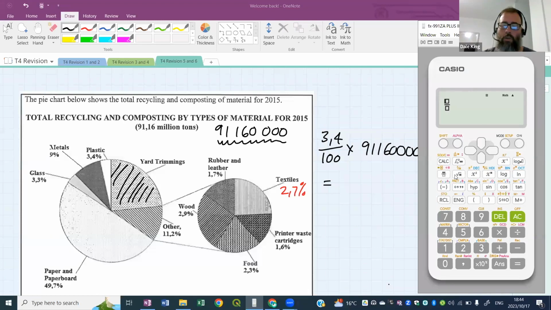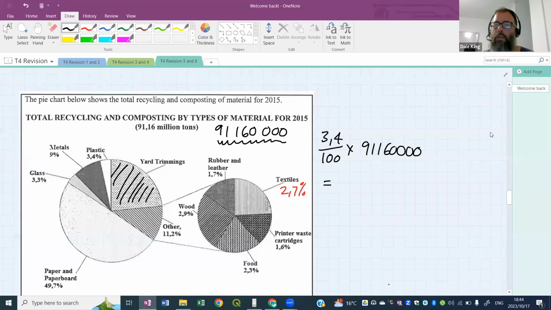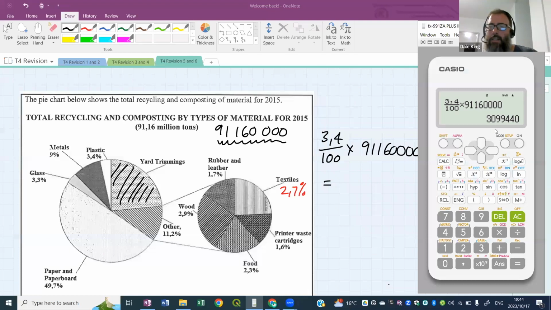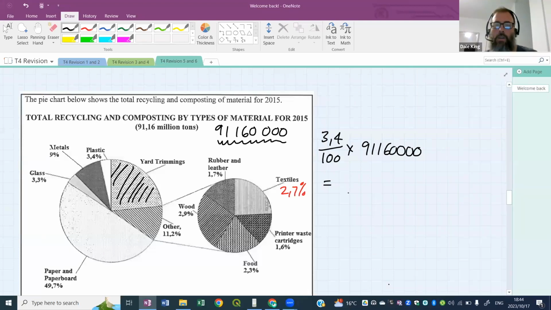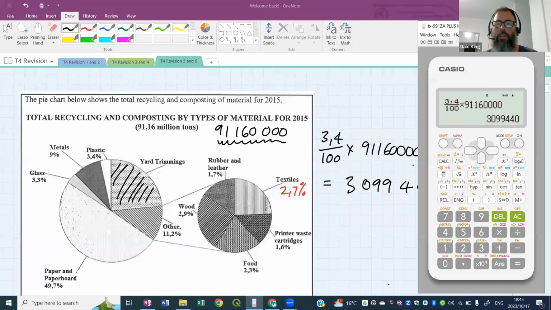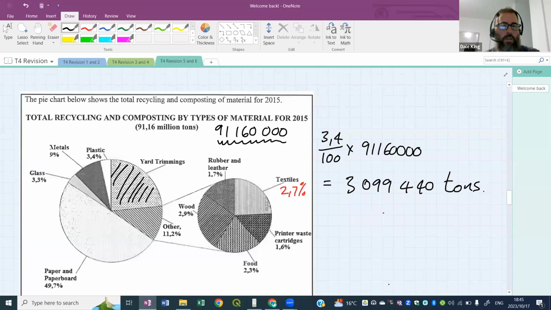So 3.4 over 100 times 91160,000. 3,099,440. 3,099,440 tons. All right, yes. Well done. There it is on the calculator, the calculation, and there it is in my answer booklet, in my exam, official exam answer booklet. That's what it should look like, okay? Well done. Good job.